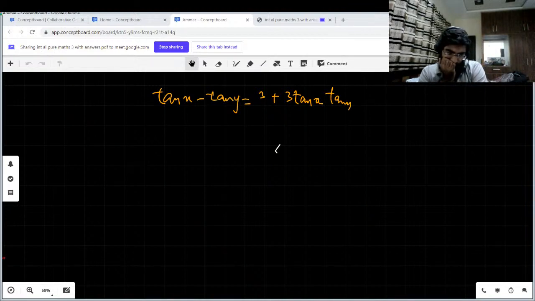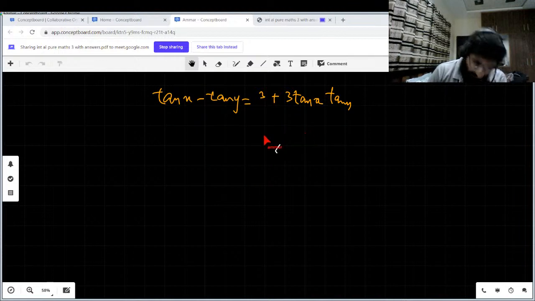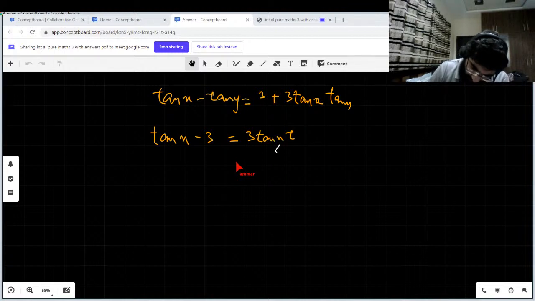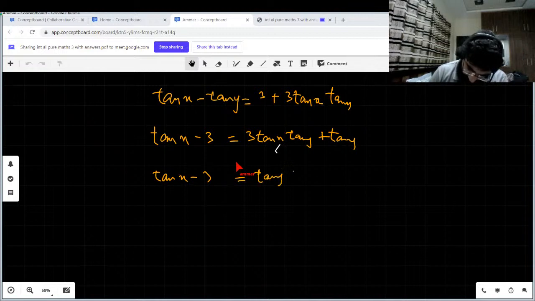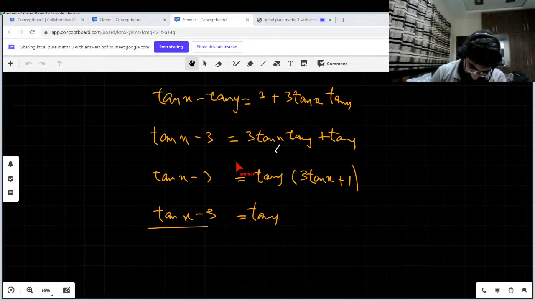So if I make 3 go to this side, it becomes tan x minus 3 is equal to 3 tan x tan y plus tan y. Then I have tan x minus 3 is equal to tan y common, 3 tan x plus 1. So this gives me tan y is equal to tan x minus 3 over 3 tan x plus 1.